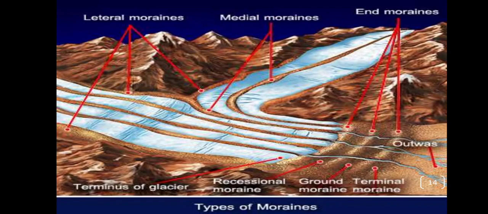Here is the illustration of lateral moraine, the medial moraines, and end moraines. The terminus of the glacier, recessional moraine, ground moraine, and terminal moraine. You can refer to this illustration.